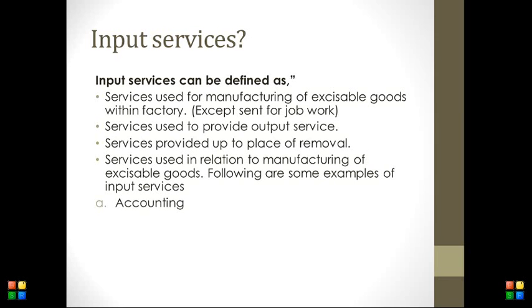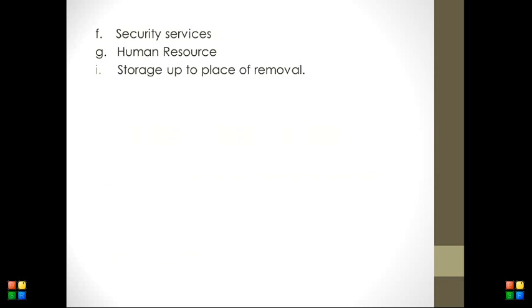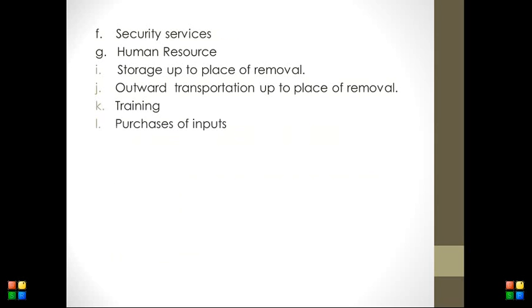Following are some examples of input services: accounting, legal expenses, sales promotion, quality control, auditing, security services, human resource, storage up to the place of removal, output transportation up to the place of removal, training, purchase of inputs, finance, etc. So whatever services we use and taxes we pay, the taxes can be offset against the liability.